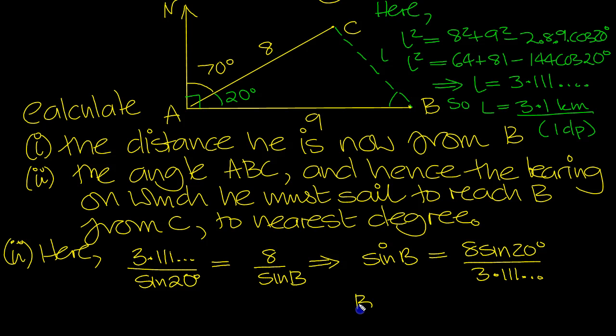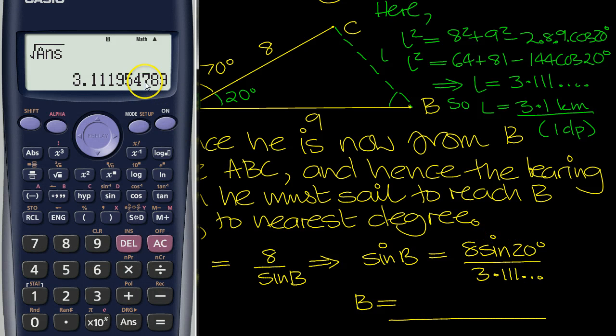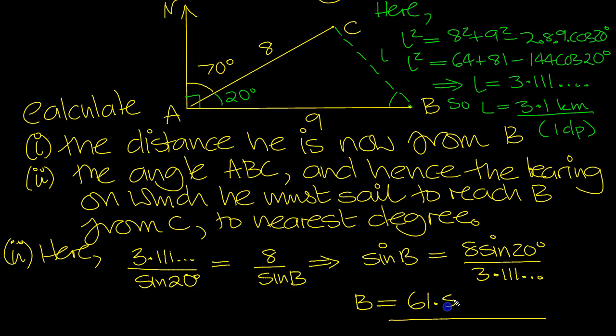So B is equal to, and we'll get the angle now when we tap it in the calculator. So it's 8 sine 20 divided by this number, which is in the answer. So 8 times sine 20 then, divided by the answer that we had before, 0.879, and shift sine of this. So shift inverse sine of the answer, 61.55. Which is equal to 61.5 degrees, to 1 decimal place.